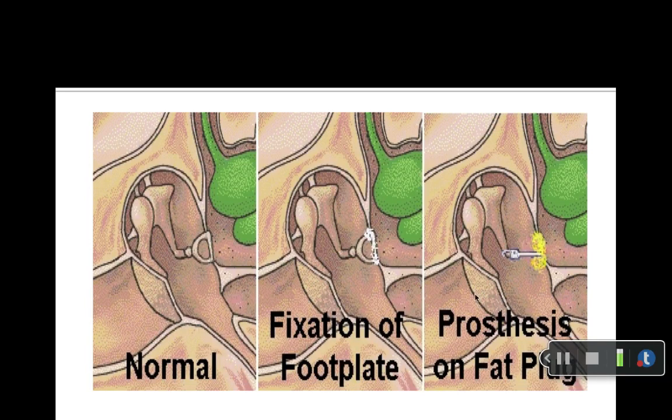Okay, so here's a picture. Here's what our normal middle ear should look like. This is otosclerosis. You see there's an extra spongy growth on the stapes footplate. So this spongy growth on the stapes footplate is affecting the stapes' ability to push in and out on the cochlea. So it can't move in and out of the cochlea so well because of this bony growth.